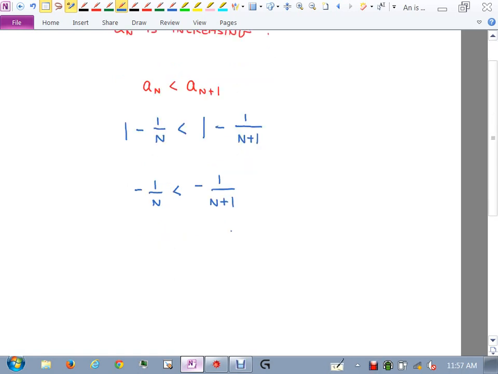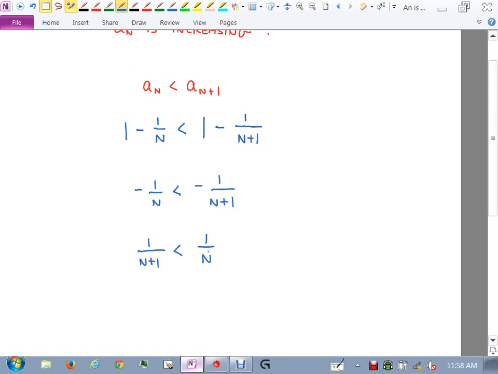I don't like the negative signs. So I'm going to move the one that's negative on the right to the left by adding it, and move the one that's on the left to the right by adding it. So just swap the sides. So it becomes 1 over n plus 1. Do not flip the inequality, right? I did not multiply. I added or subtracted, whichever way you want to look at it. So this should still hold, right?